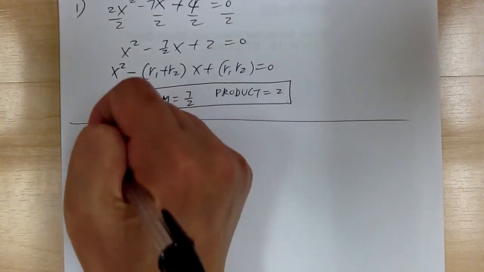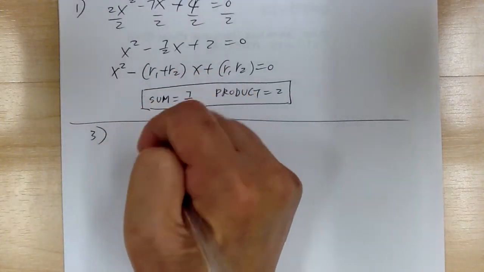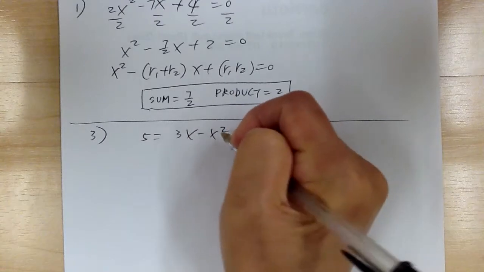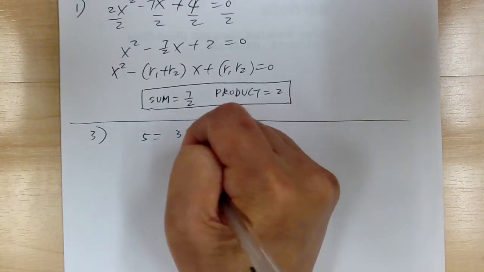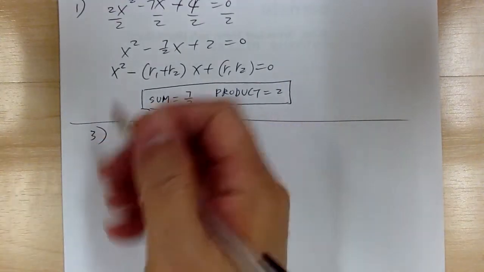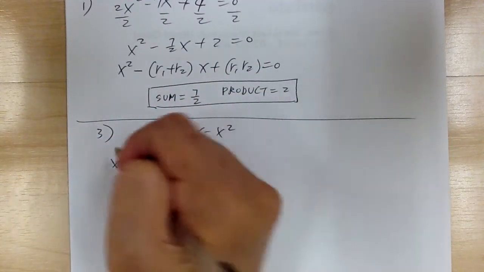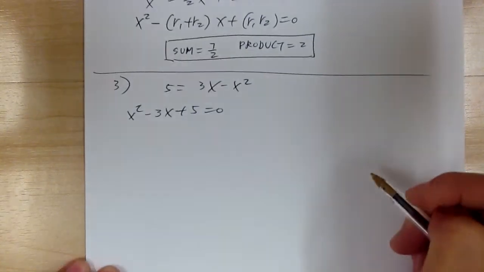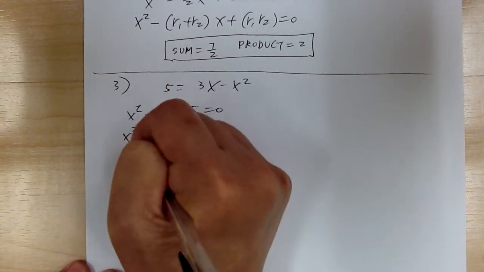Okay, let's go to number 3. So you have 5 is equal to 3x minus x squared. So what you need to do is again put it in the correct form. So move everything to this side. So you're going to get x squared minus 3x plus 5 equal to 0. Then from here you go and write the root equation.